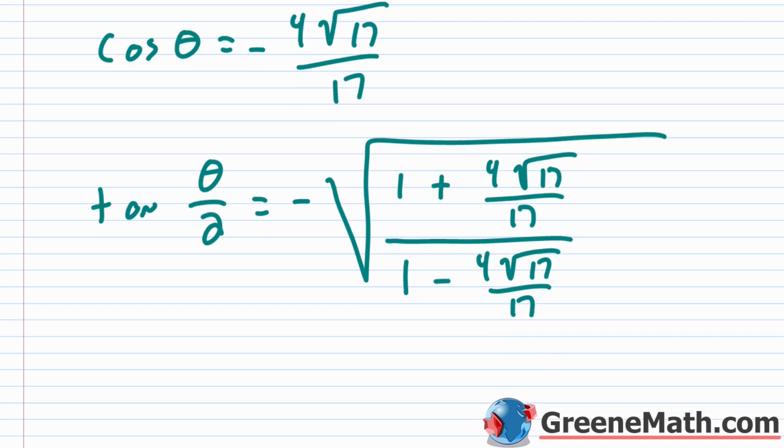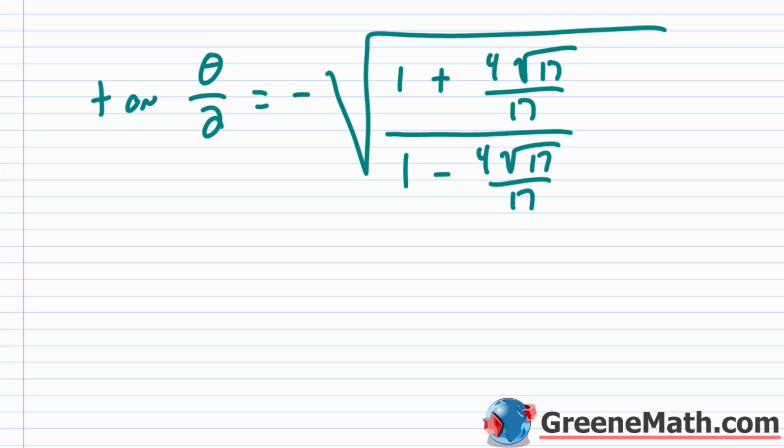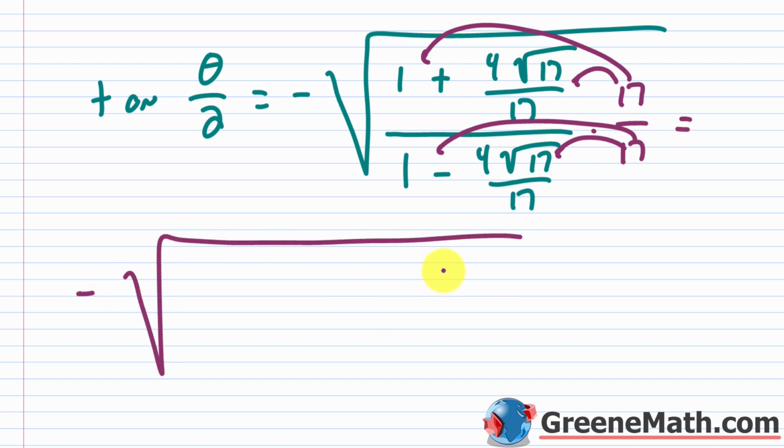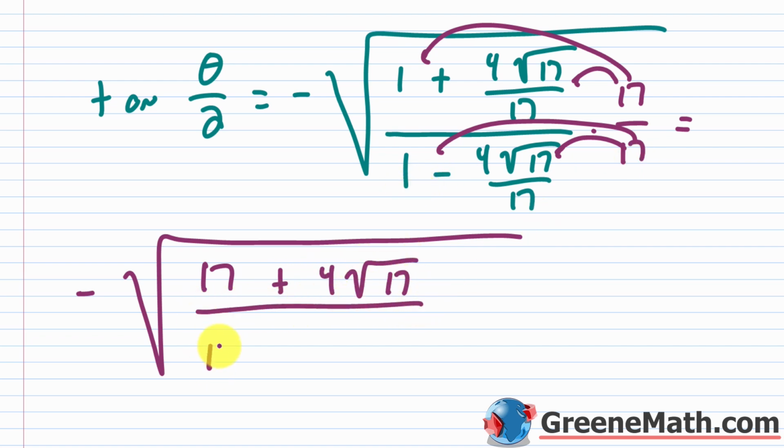Okay, let's slide down here a little bit. This one's going to be a little bit tricky to simplify. Let me start by multiplying the numerator and denominator of this complex fraction by 17. That way we can clear out the denominators to get things started. So this is equal to the negative of your square root: 17 times 1 is 17, and then the 17 and 17 in the denominator would cancel, so this is plus 4 times square root of 17. Over, 17 times 1 is 17, and then minus, and here the 17 and 17 would cancel.